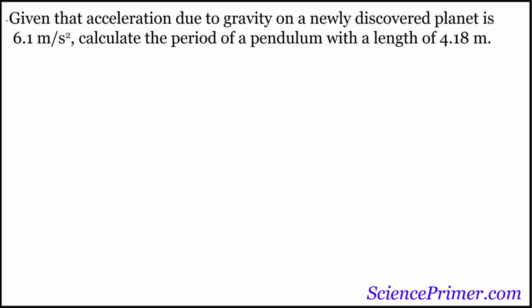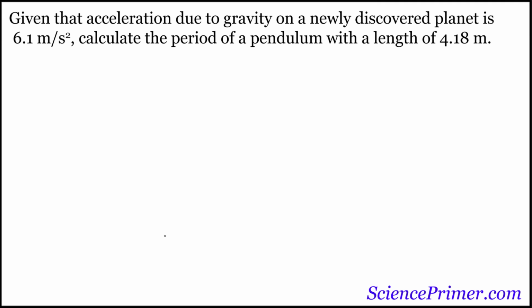This is an example solution to a problem from the Pendulum Period problem set from SciencePrimer.com. The question I'm going to use is the following. Given that the acceleration due to gravity on a newly discovered planet is 6.1 meters per second squared, calculate the period of a pendulum with a length of 4.18 meters.